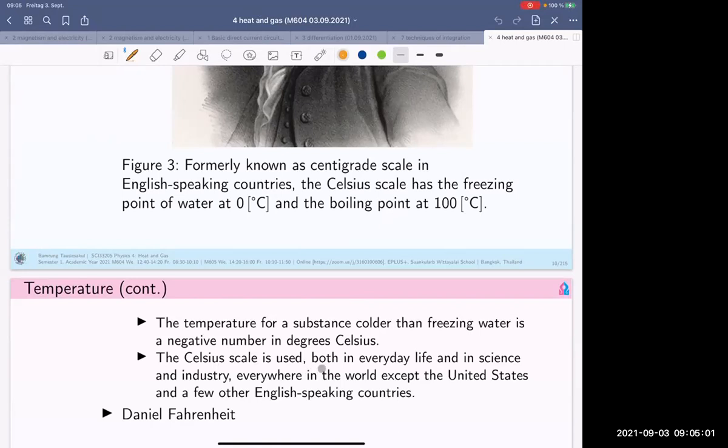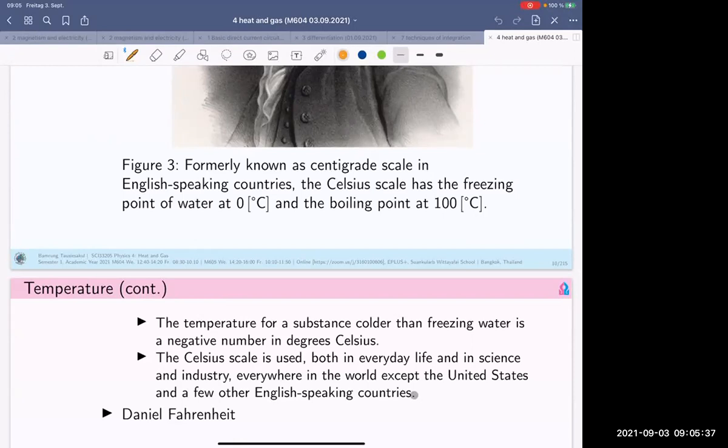The Celsius scale is used both in everyday life and in science. If you work in a laboratory, most of the measurements rely on the Celsius scale. And if you work in a company, in a factory, most things will be measured in Celsius. But there is an exceptional case, for example, in the United States and a few other English-speaking countries, like New Zealand or Australia. I have never been there.